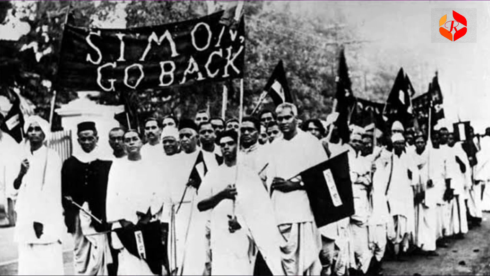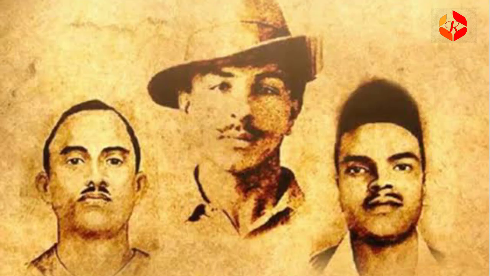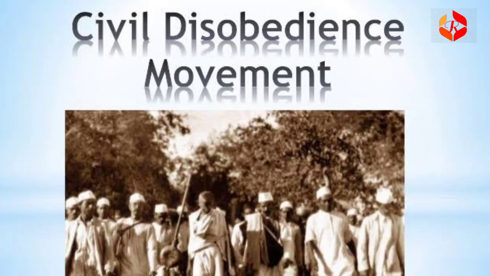Now, during this Simon Commission, some revolutionaries like Bhagat Singh, Rajguru, Sukhdev, Chandrasekhar Azad, and some other new revolutionaries joined India's freedom struggle, and Bhagat Singh played a very pivotal role in it. Now then came the civil disobedience movement.